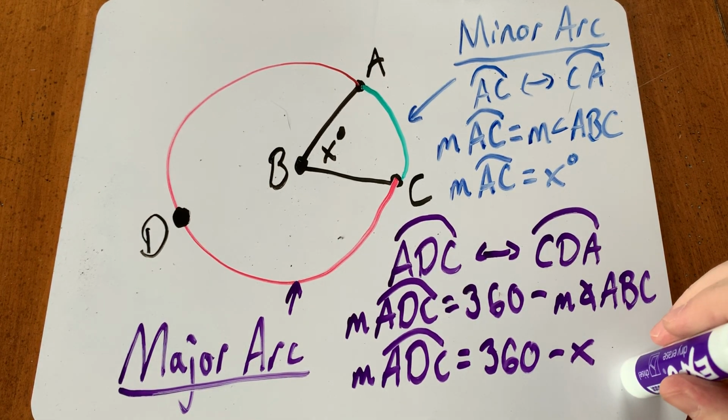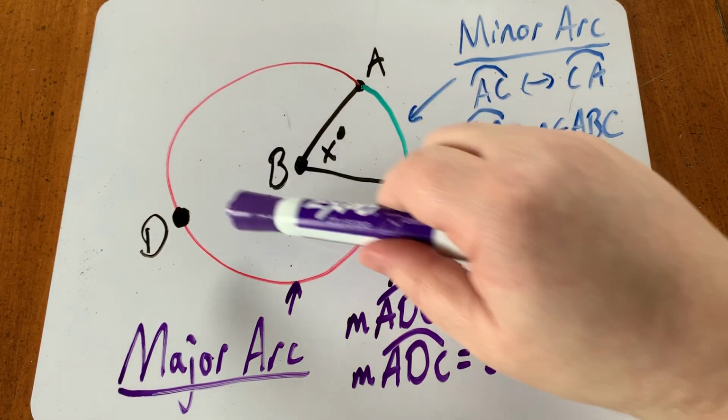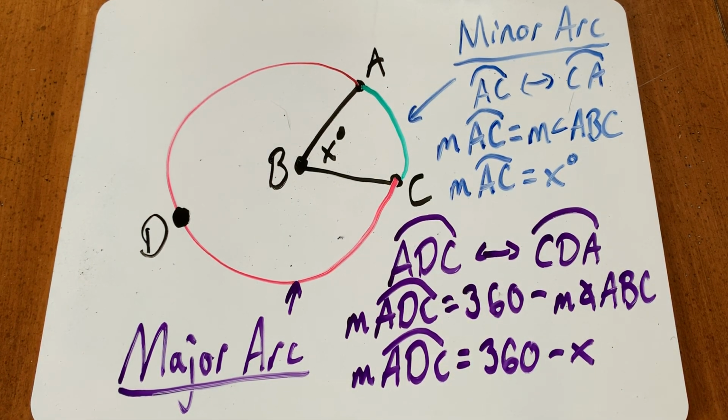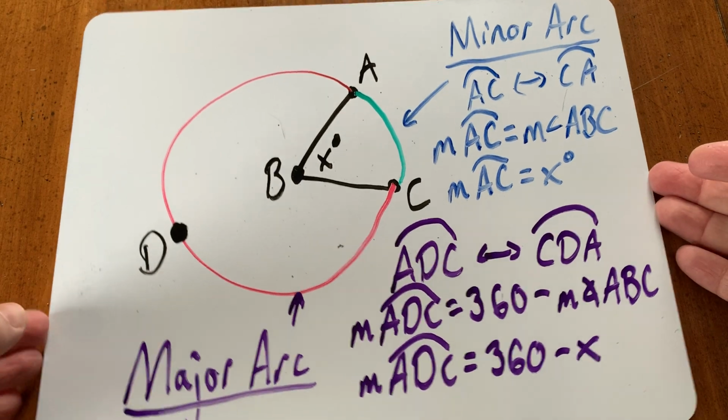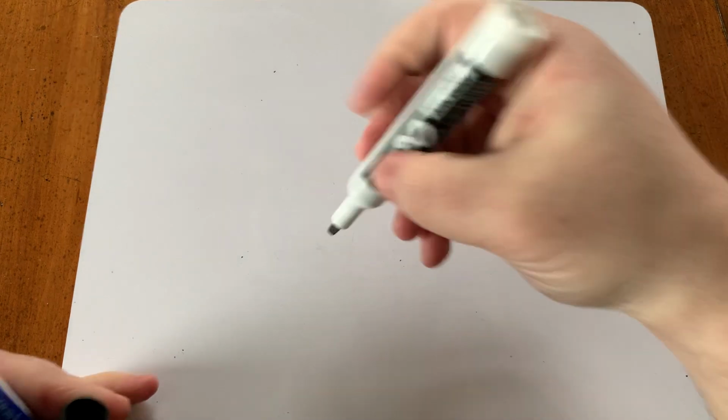A major arc, its intercepting angle is a non-Euclidean angle, so its measure has to be greater than 180 degrees but less than 360. Now those are two types of arcs in a circle. There's one other type, and it's a very specific, very special case.